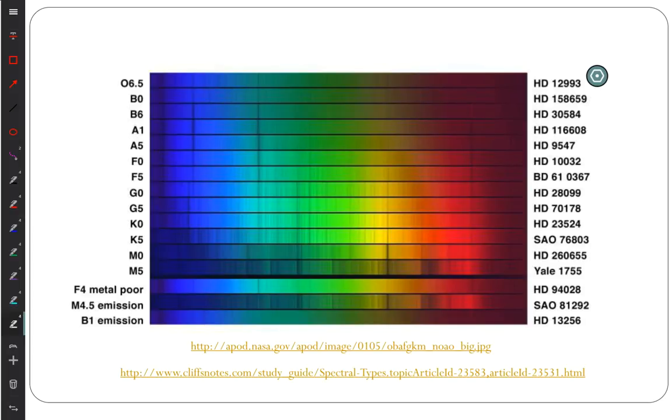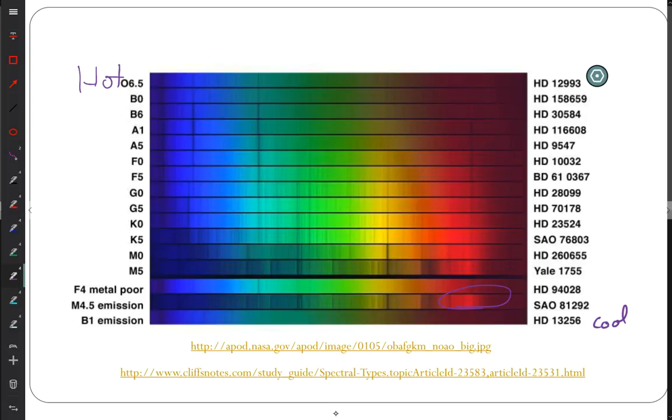Another thing that you note is down here for the cool stars. For the cool stars, it's brightest over here in the red. For the hot stars, it's brightest over here in the blue. These are actually, shall we say, normalized in strength, because the hot stars are truly brighter in all colors, but the brightest color would be in the blue. The cooler stars are much dimmer in all colors, but their brightest color would be in the red.